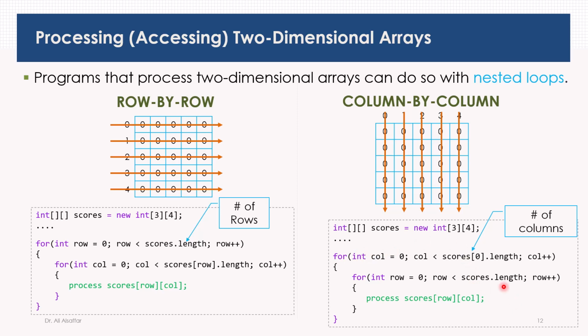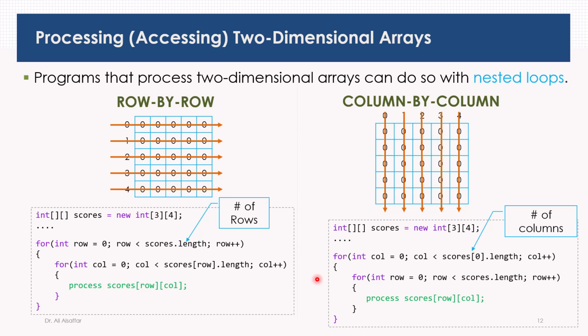As a conclusion, if you have nested loops, then look for the loop that is responsible for counting number of rows. Use its variable as an index for the first dimension. And look for the loop that is responsible for counting number of columns. Use its variable as an index for the second dimension. It doesn't matter whether this loop is the outer or inner loop. All that matters is which one is responsible for counting number of rows. Use its variable as the first dimension. And if it is responsible for number of columns, use it as the index for the second dimension.